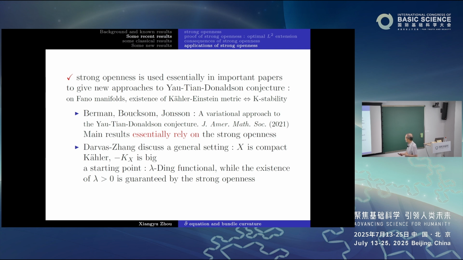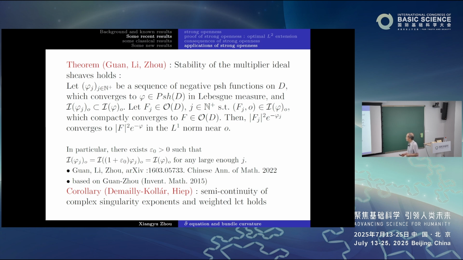So X is a compact Kähler manifold, and the anti-canonical bundle is big. Here it is not necessarily positive. If this is positive, this is the so-called Fano manifold. As a starting point, Darvas-Zhang introduce the D functional. The D functional is suitable for the algebraic case, but for the Kähler case, they introduce the lambda D functional. Here the existence of lambda is guaranteed by strong openness. And we'll also discuss some stability property.